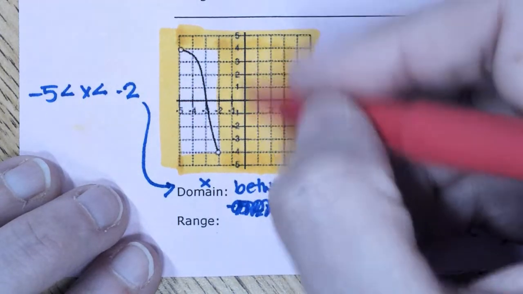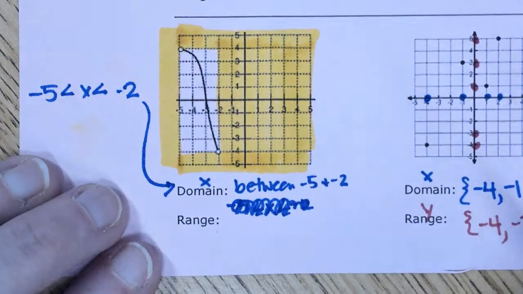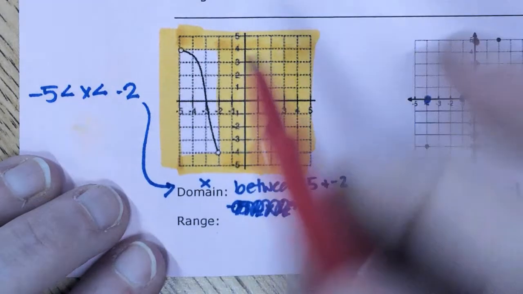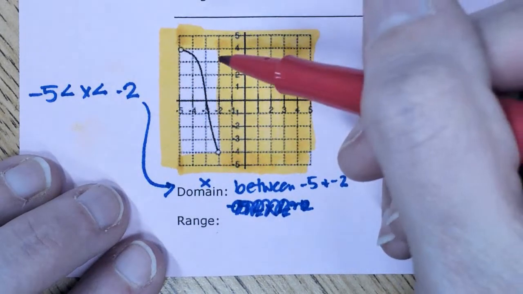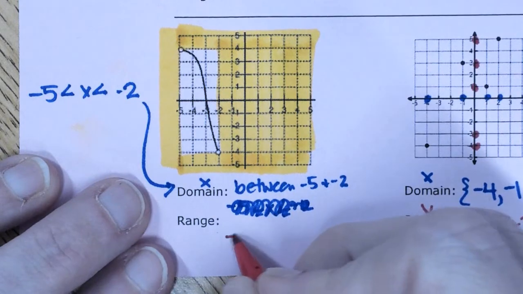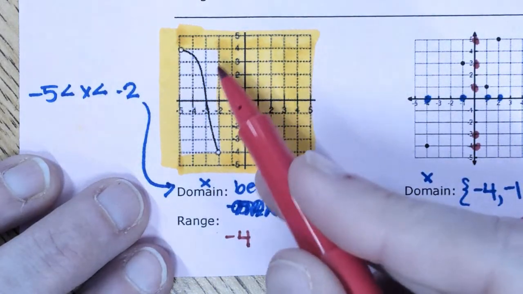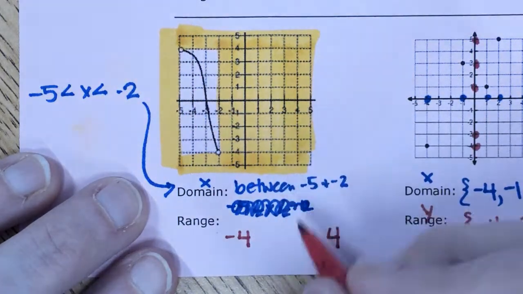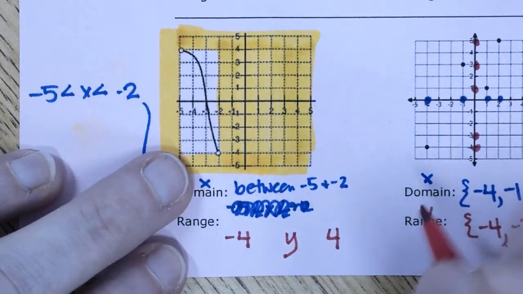Now, if I look at my range, it's where I'm squishing on when I'm looking at what the y values are. The y values are up and down. The smallest y value I have is -4. The biggest y value I have is +4.